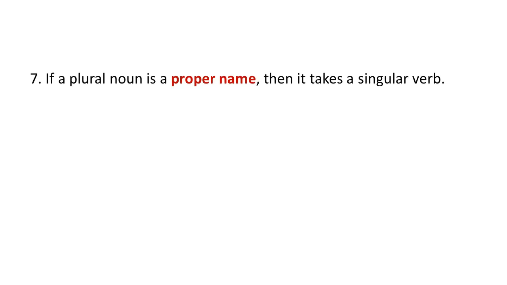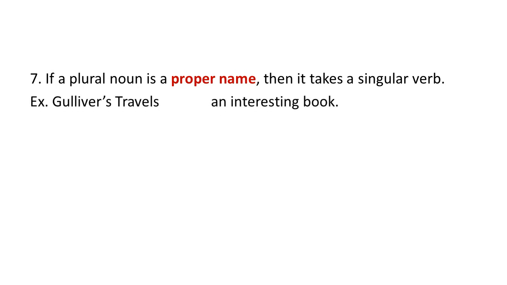Next is seventh rule. If a plural noun is a proper name, then it takes a singular verb. For example, Gulliver's Travels is an interesting book. Here, Gulliver's Travels is the title of the book. So, it is considered as singular subject. Therefore, we have to take singular verb. Gulliver's Travels is an interesting book.